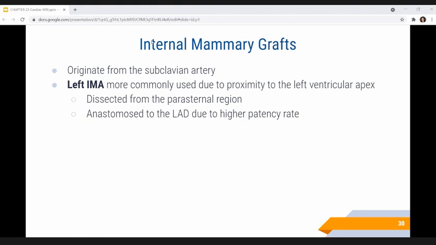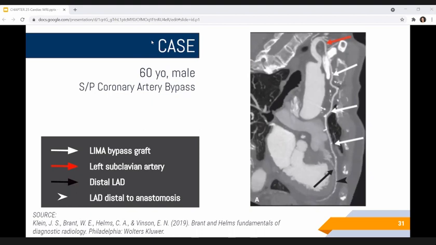In most instances, the left IMA is used due to its proximity to the left ventricular apex. We have now another case of a 60-year-old man post-CABG. Curved parasagittal MIP image from a gated CTA shows a patent left IMA bypass graft demarcated by the white arrows.